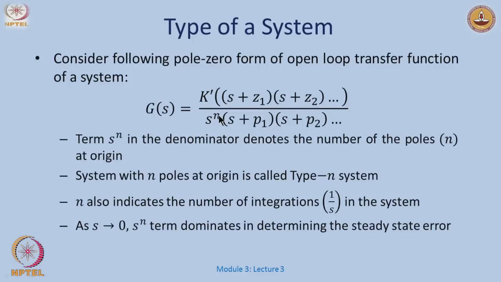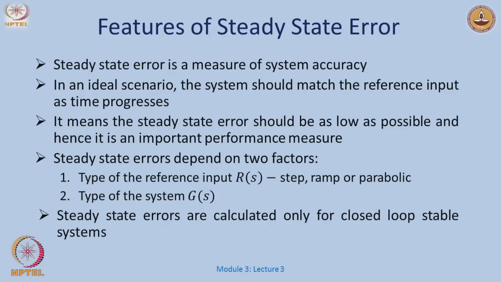Okay. So, if there are n poles, I will call it a type n system. If n is 0, I will call it a type 0 system, and so on. And we will see how this type influences the way I compute the steady state error. Okay. So, that is the type of the system.